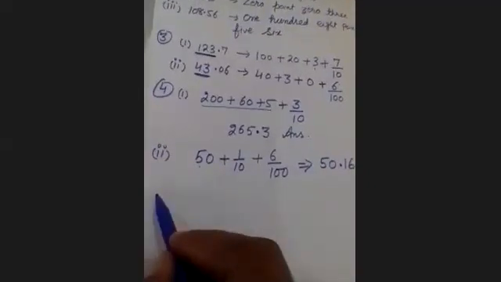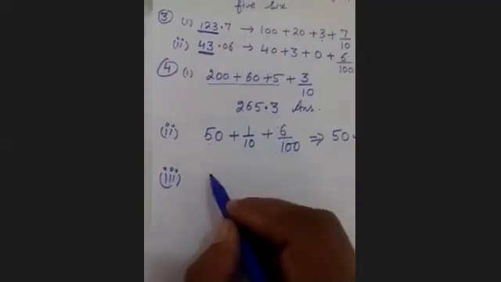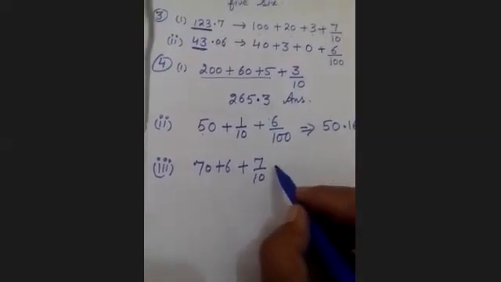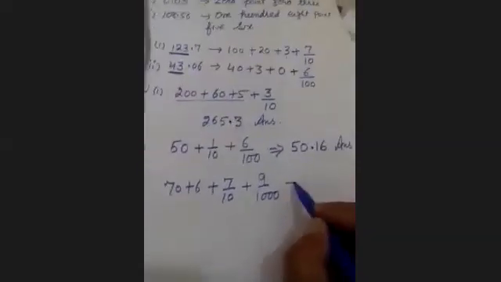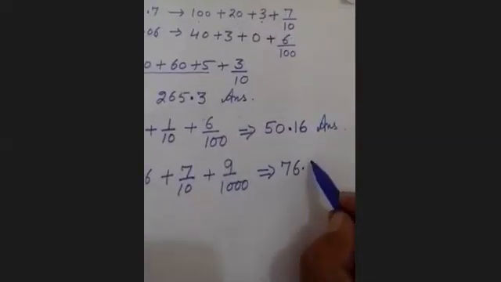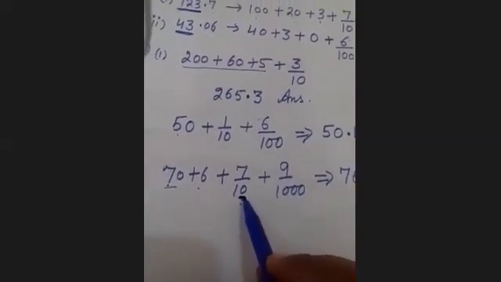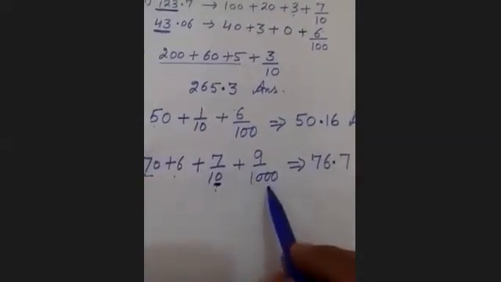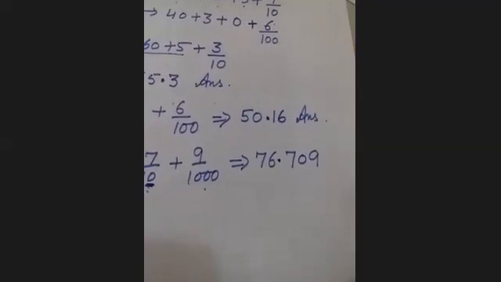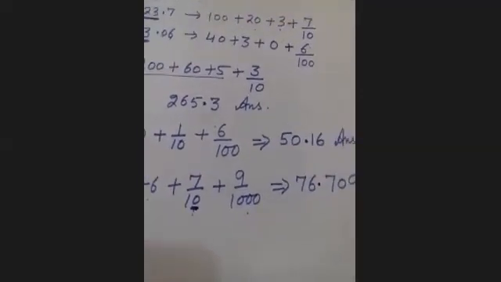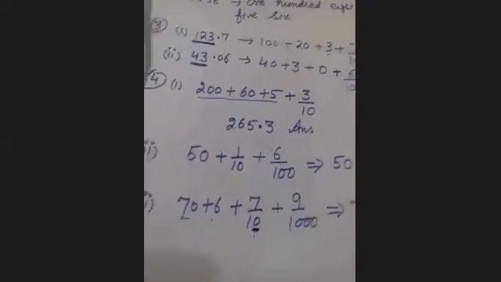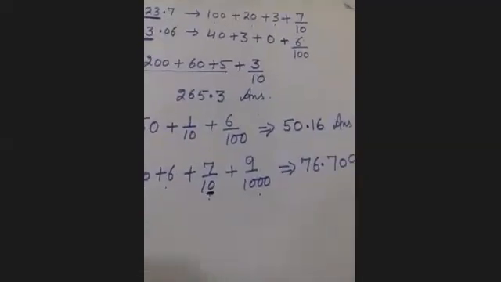Next is fourth, third part: 70 plus 6 plus 7 upon 10 and 9 upon 1000. First, we'll write 70 plus 6, 76. Then put 7 upon 10. So we have 10 in the denominator, we'll put it after the decimal point, 1. Next is 9 upon 1000. So put here 0, then 9. Clear, students?